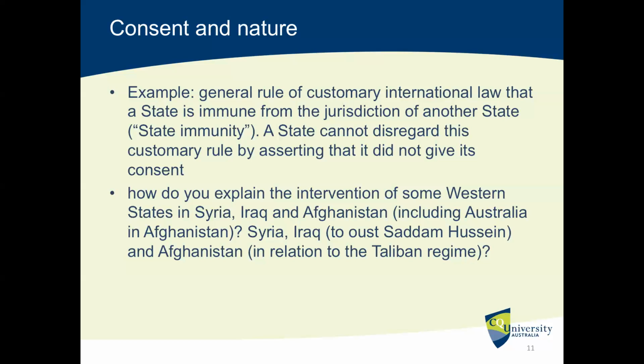Now, apart from the notion of the peremptory norm of international law, which is binding upon all states and subjects of international law, notwithstanding the absence of consent, you also have general rules of customary international law that can be binding on a state, notwithstanding its lack of consent. An example is the principle of state immunity. And the principle of state immunity essentially means that a state cannot, without its consent, be subject to the laws of another state.